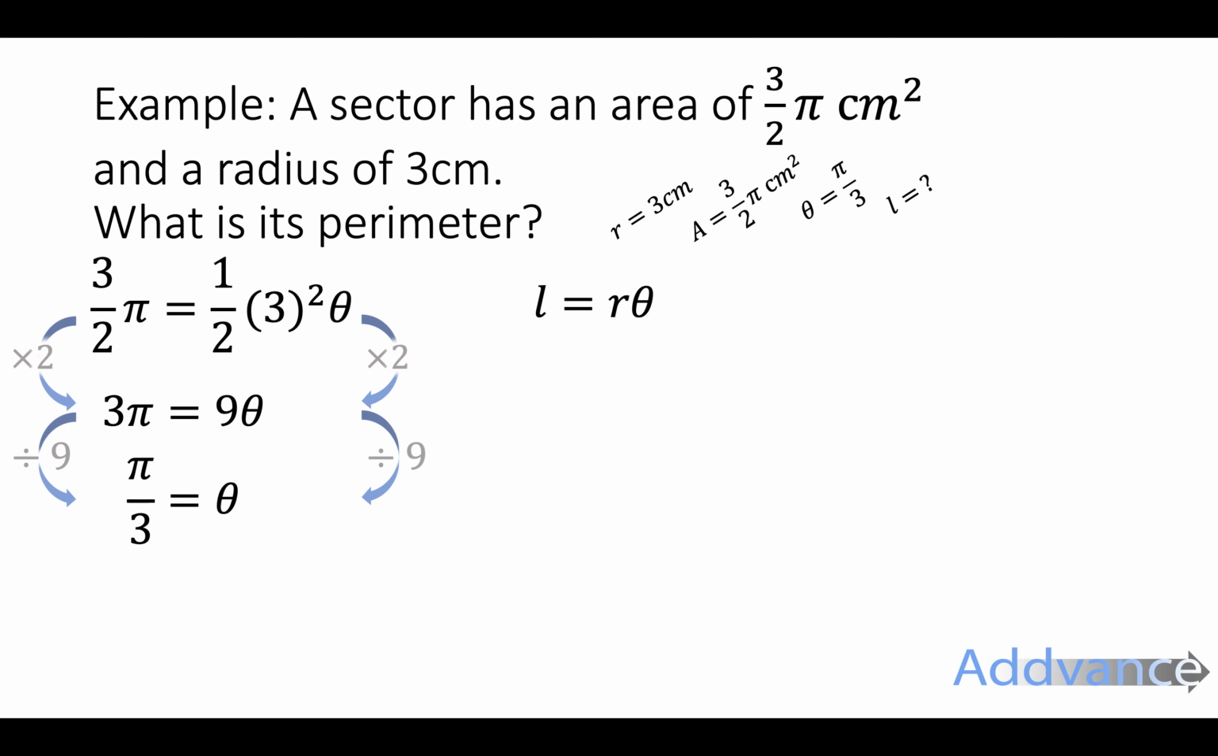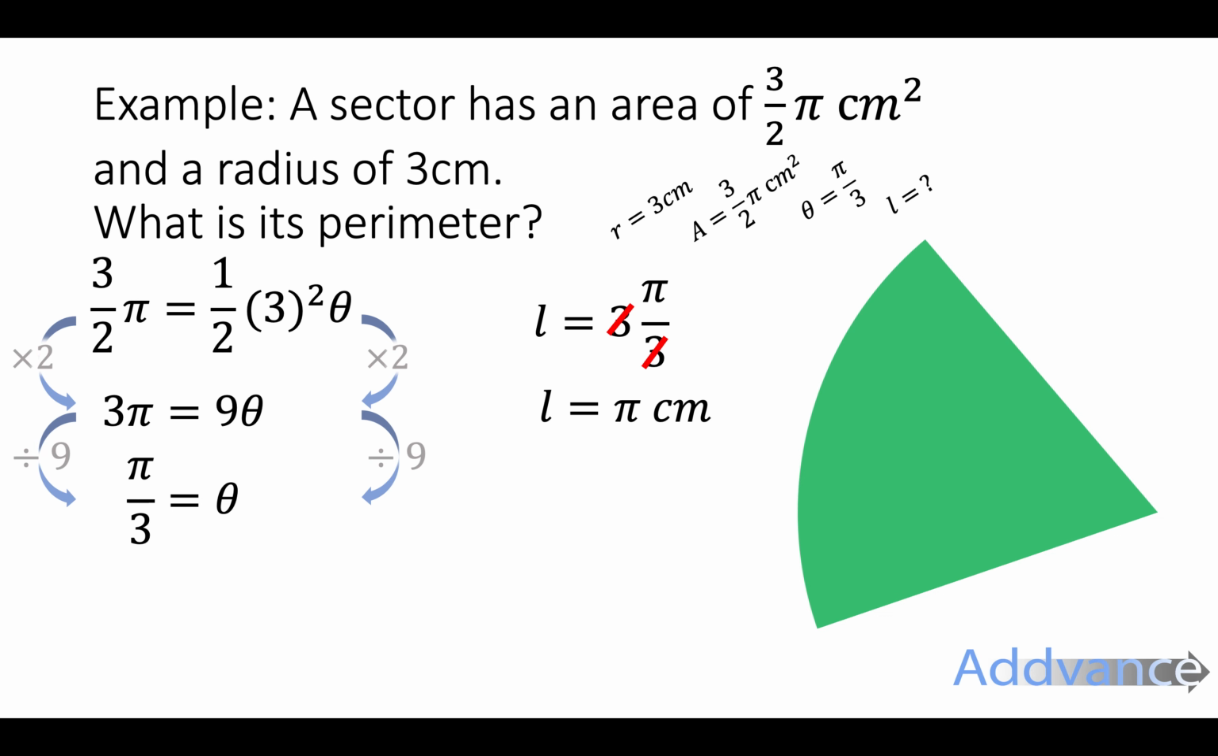Now, we can put this into the formula for arc length. L equals R theta. R is 3 centimeters, and theta is pi over 3. Here we are, and we can cancel out the 3 and the 3, and we get L is pi centimeters. The arc length is pi centimeters.